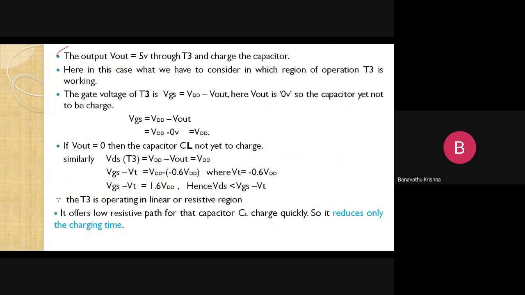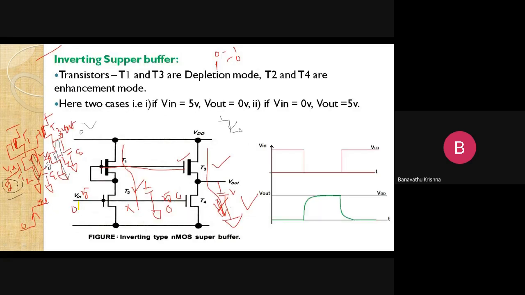So here, the first point: the output is 5 volts through transistor T3 and the capacitor is going to be charged. In this case, what we have to consider is in which region of operation T3 is working. The capacitor is charging, which means T3 is operating in the resistive region. Then only the capacitor is charged through this T3.